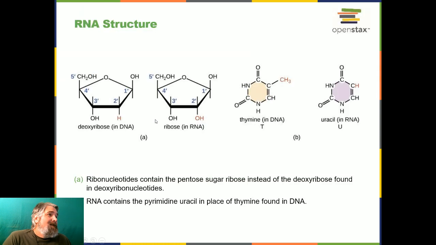Anyway, RNA structure. Deoxyribose is in DNA, and it's ribose in RNA. So off that 2' carbon, we have a hydroxyl group instead of just a hydrogen. The other major difference is that the thymine in DNA is replaced by uracil in RNA. It's a similar one-ring structure. It's just that on this carbon over here, we have a methyl in thymine, and that's replaced with a hydrogen in RNA to be uracil.